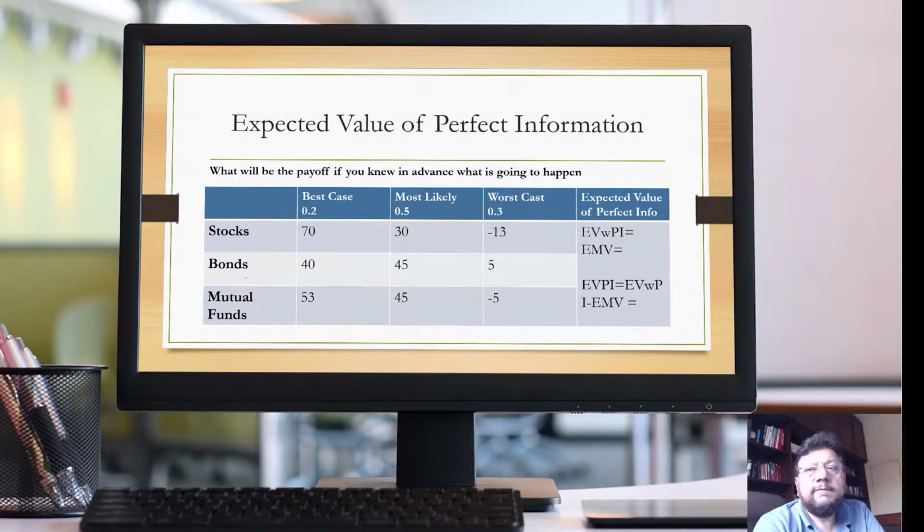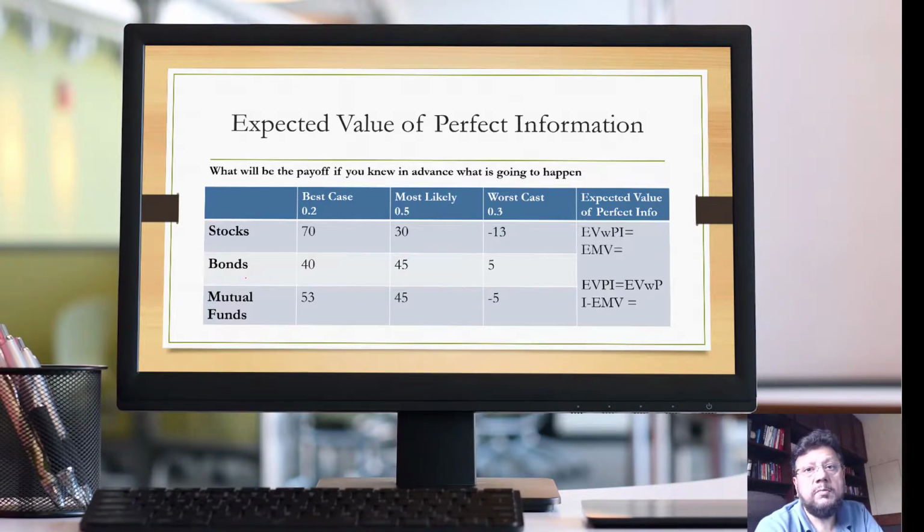Now, what if you could predict the market? Let's say you're investing over a couple of years, and each year you would know what to do. So let's say you know that this year is going to be the worst case, so you go ahead and invest in bonds. You find out next year is a steady market, so you could do bonds and mutual funds. And then a couple of years later, you know that it's a growing market. You go ahead and invest into stocks.